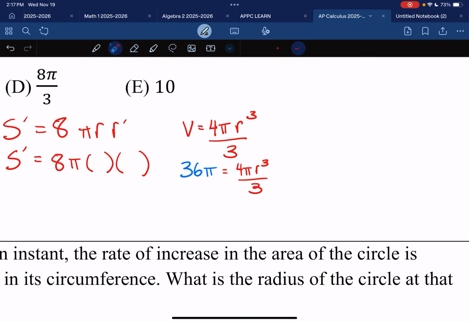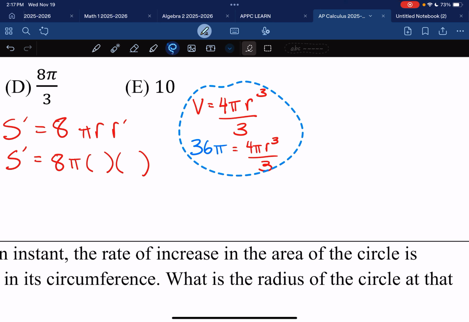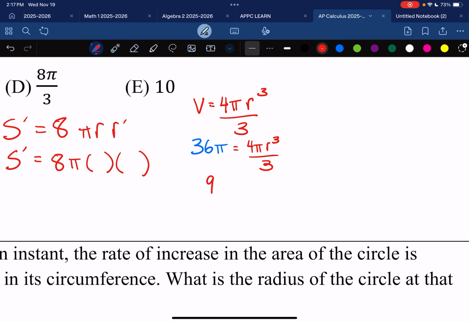36 divided by 4 is 9. Yeah, I think I'll go nice and slow for the video. Now I have 9π is equal to π r to the power 3 divided by 3, and then I'm going to multiply by 3. If I multiply by 3, now I get 27, and I can divide both sides by π. If I divide by π, those are both gone. So multiplying by 3 gives us 27 on the left-hand side, and r to the power 3 on the right-hand side.